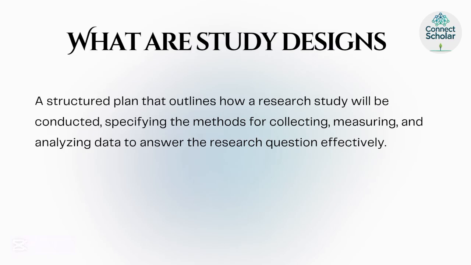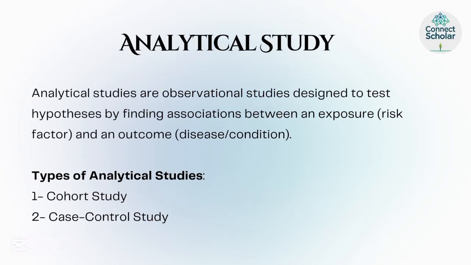The first one is analytical study. Analytical studies are observational studies designed to test hypotheses by finding associations between an exposure, which is also a risk factor, and an outcome, or a disease or condition. The types of analytical studies are cohort study and case control study.